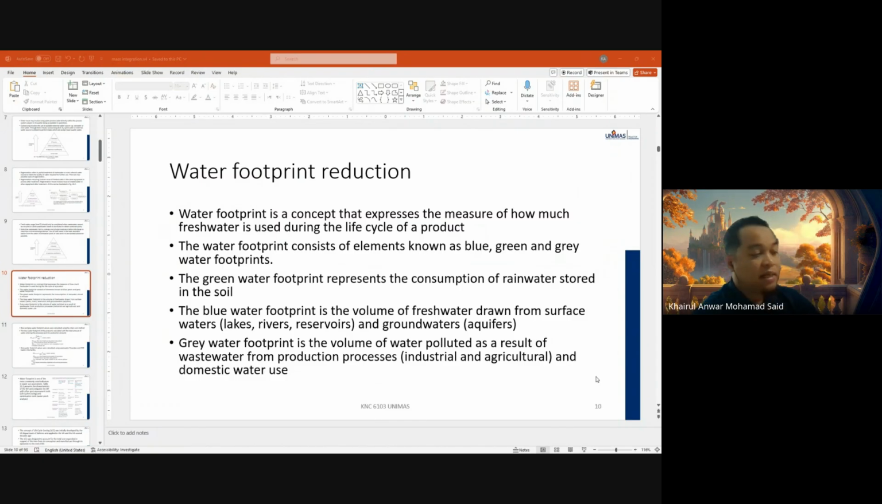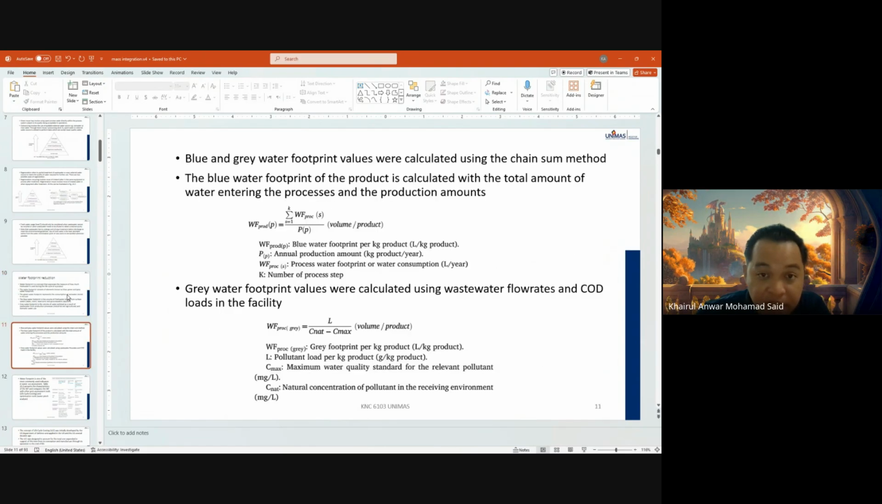So how do we calculate the blue water footprint? For the blue water footprint, we are using the chainsaw method. Why do we need to use the chainsaw method? Because we want to trace the cumulative blue water footprint across the product's entire process chain.